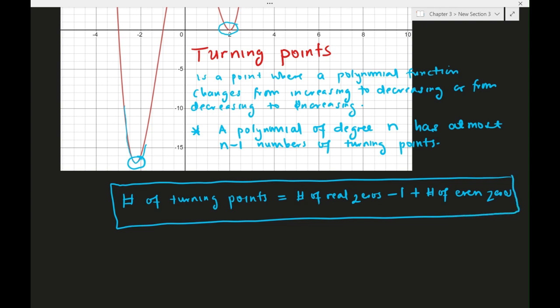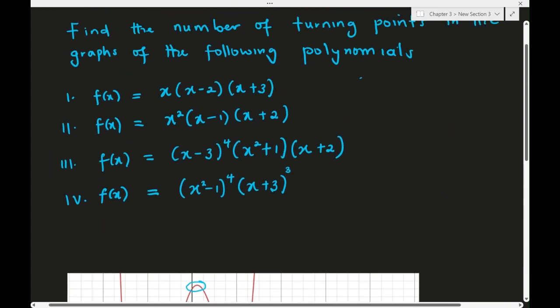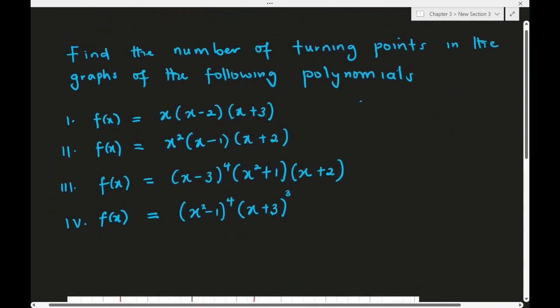Now, what does this mean? To find the number of turning points of a polynomial function is the same thing as the number of real zeros minus 1, then plus the number of even zeros. Even zeros means the zeros that have even multiplicity. So let's solve these examples.